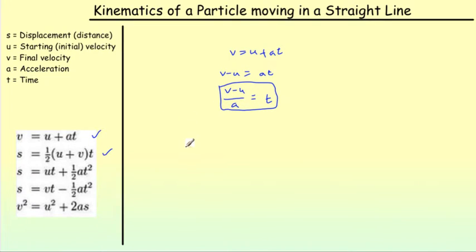So what we're going to get is s is equal to a half of u plus v, and that's all going to be multiplied by t at the end, but instead of t we're putting in this here, v minus u all over a. So I'm going to put that in instead of t. V minus u over a.